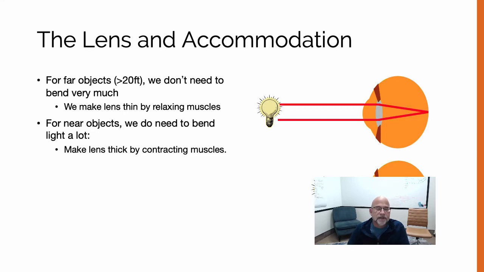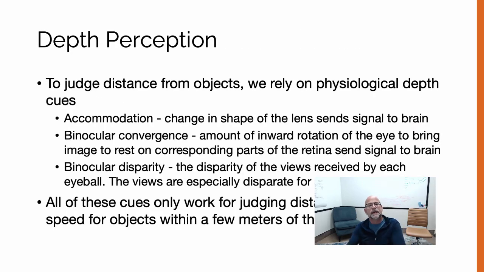I think I just described this in the last slide, so I'm not going to go into too much detail. Basically those ciliary muscles enable us to rely on a physiological depth cue. It tells us a little bit about how far away something is. There are a number of ways to judge depth. I talked about one that's called accommodation. I'll talk shortly about binocular convergence and binocular disparity, but I'm going to talk about some other depth cues before that.